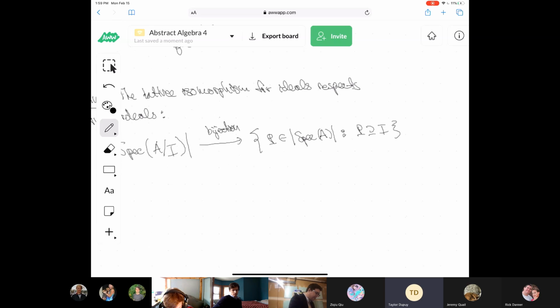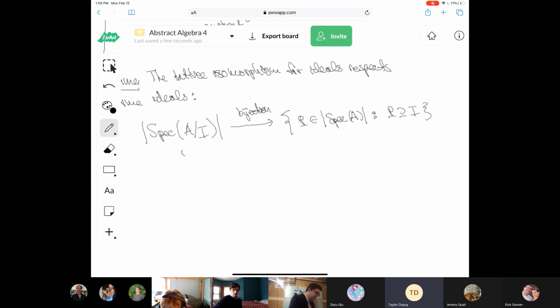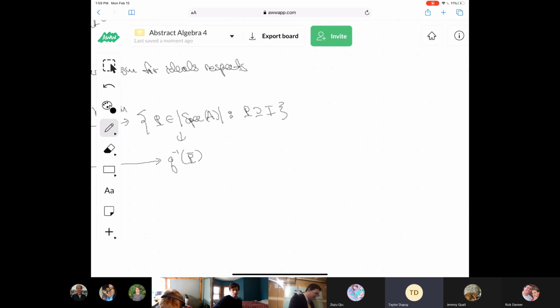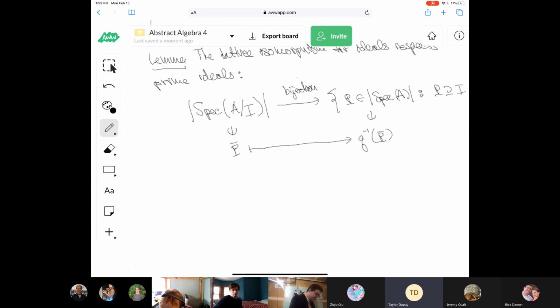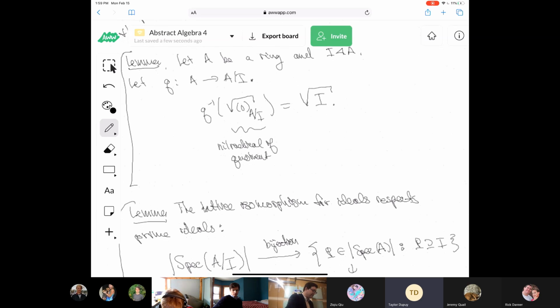So there's a bijection between the set of prime ideals of your original ring containing I and the set of prime ideals of your quotient ring. And what it does is it takes a prime ideal P bar here and maps it to Q inverse of P bar. So this is a prime ideal. And here, Q is the map from A to A mod I. Okay, so using these two facts, let me give you the proof based on the two facts.